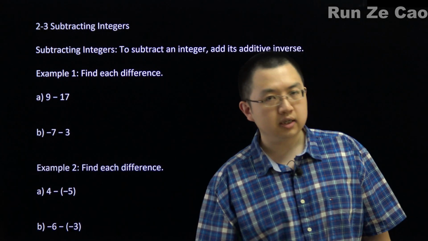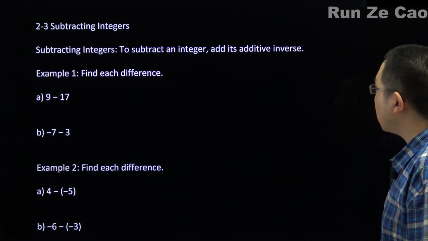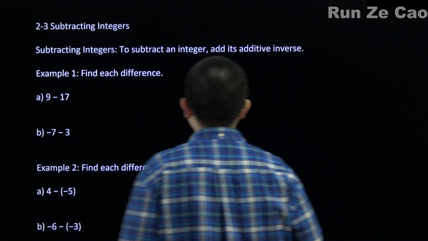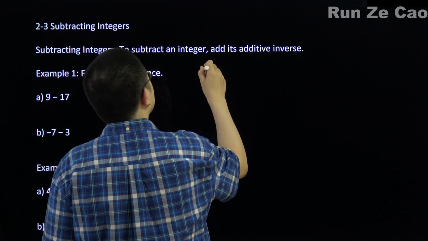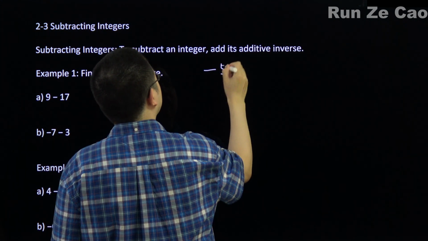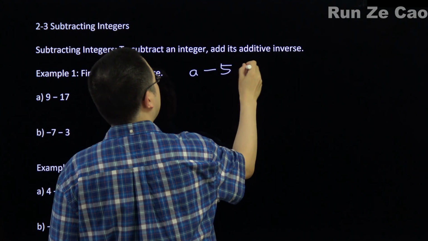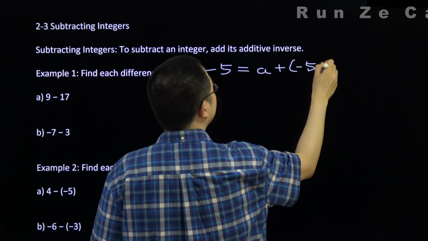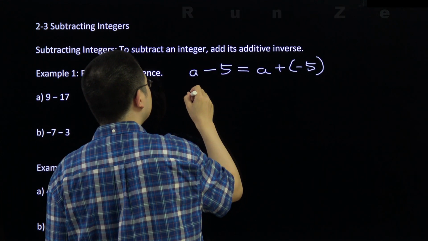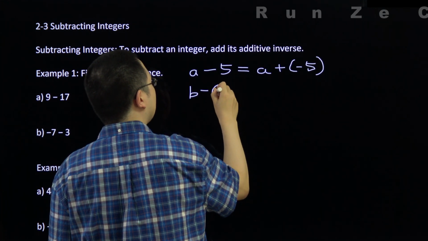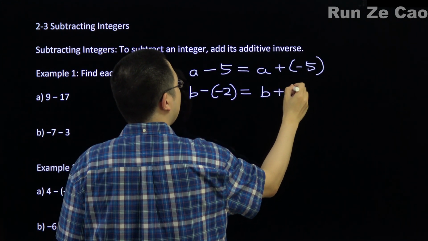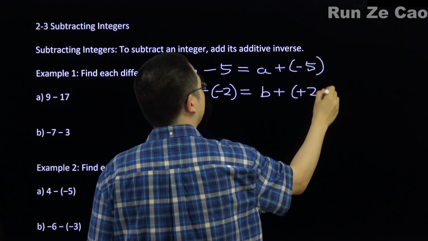Integer subtraction. If we are subtracting integers, we're adding its additive inverse. In other words, a minus 5 is equal to a plus negative 5, or b minus negative 2 is equal to b plus positive 2.